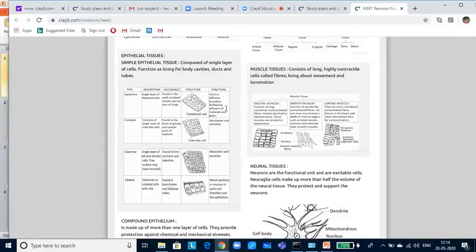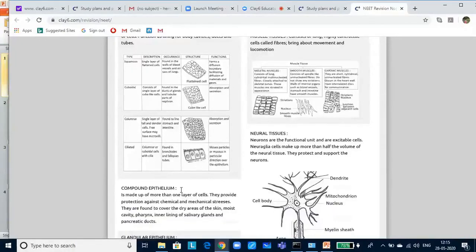Now, ciliated epithelium. If the columnar cells have cilia on the free surface, they form the ciliated epithelium. The function is to move the particles or mucus in a particular direction over the epithelium. It is present on the inner surface of organs like bronchioles and fallopian tubes. Now, this is about the simple epithelium.